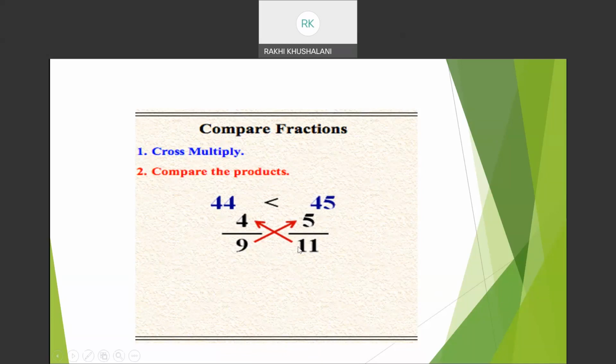Once I do 4 into 11, I get 44. 9 into 5 is 45. 44 is less than 45. So the crocodile is going to eat away my 5 by 11 fraction. Who eats the biggest number? The crocodile. The alligator eats the biggest number, the fraction.